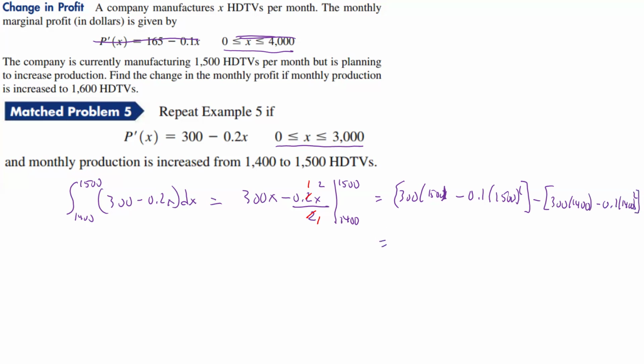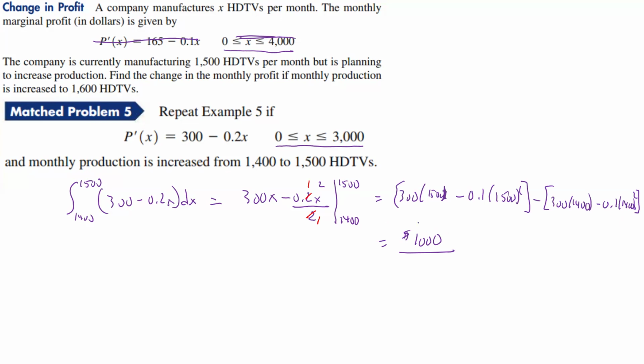And now if we plug all that into our calculator, and again, on this one I'm not going to do all that, but we know how to type stuff in, what we get is $1,000. Okay, so that's what it is. That's going to be the change in the monthly profit if we increase from 1,400 to 1,500 TVs per month.